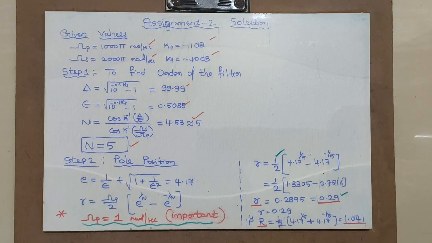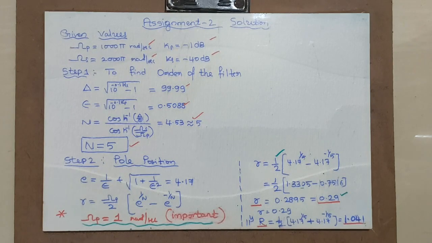Finding this also should not be a difficult task. And big R, the major axis, is 1 by 2 times 4.17 raised to 1 by 5 plus the same values, 1.3305 plus 0.7516, divided by 2. The answer comes out to be 1.041. This is the major axis R.